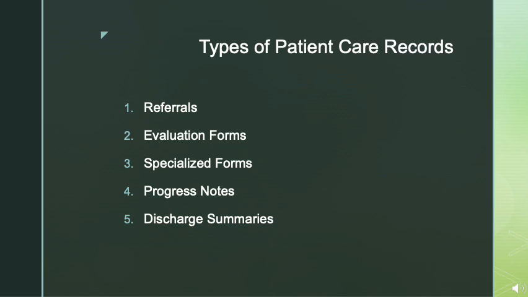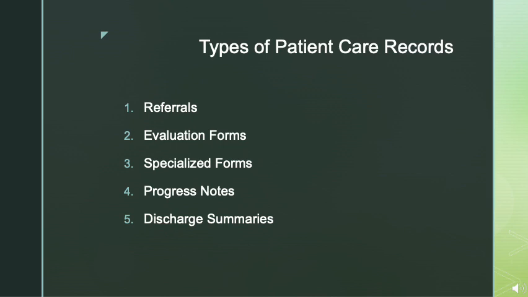First, referrals. These indicate the reason why the patient is sent for physical therapy. They usually come from a physician and may include the diagnosis, precautions, and requested interventions. This serves as the starting point of the patient's rehabilitation process. Second, evaluation forms. These document the initial findings of the therapist. This includes patient history, physical examination results, and functional limitations. Evaluation forms provide the baseline, which is very important for planning treatment and measuring progress.